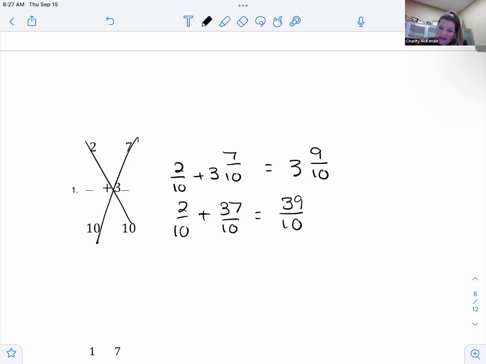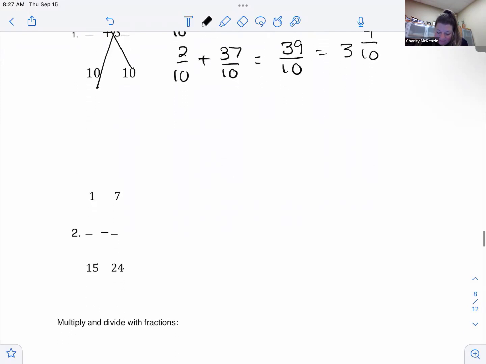Keep your common denominator. You work hard for it, so you keep it. And I would get 37 plus 2 for the top over your common denominator, which these are the same number. They equal the same thing. 10 goes into 39, 3 and 9/10. So you could do the improper solution. So either way, there's 2 methods for that one.